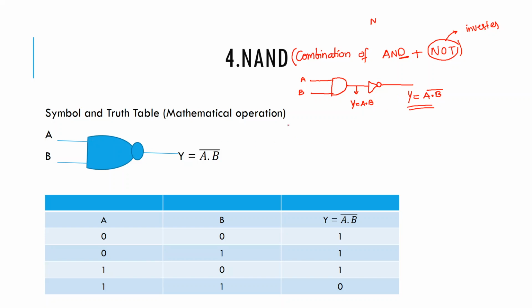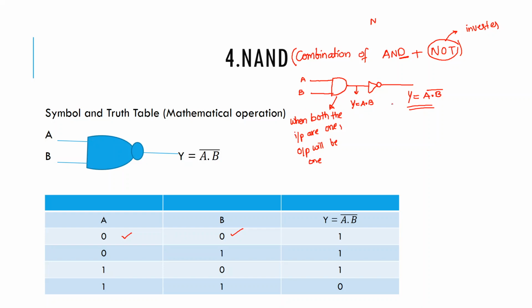Now let us apply the logical operation. What will happen? See here. Whenever A is 0, B is 0, what was the condition for AND gate? The condition for AND gate was when both the inputs are 1, the output will be 1. Now, what will the inverter do?